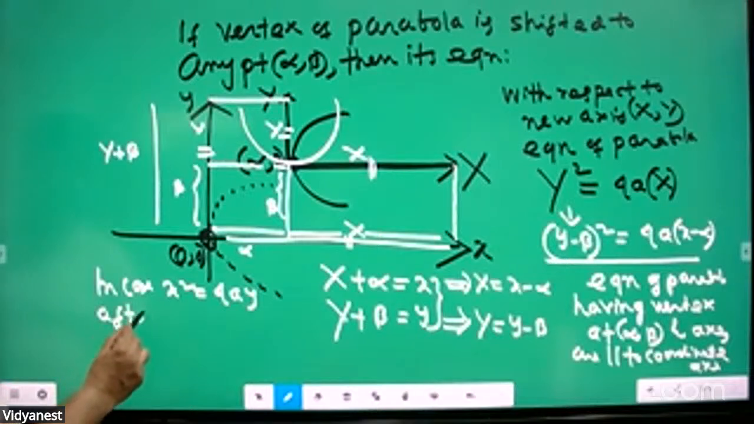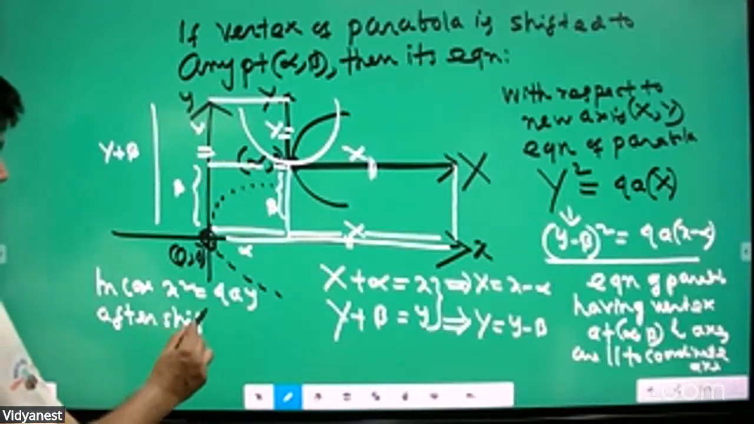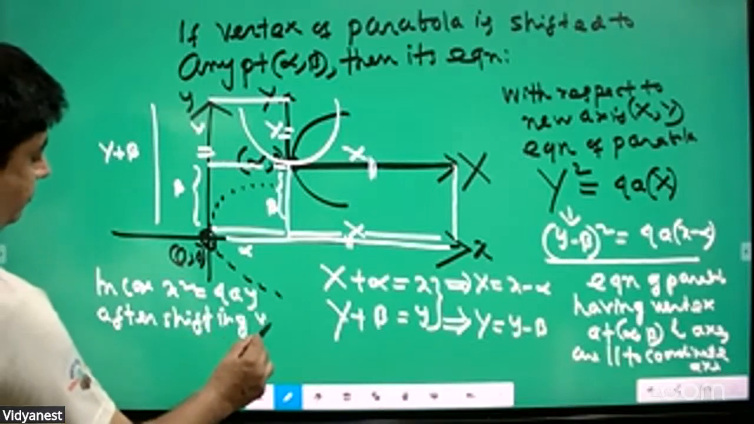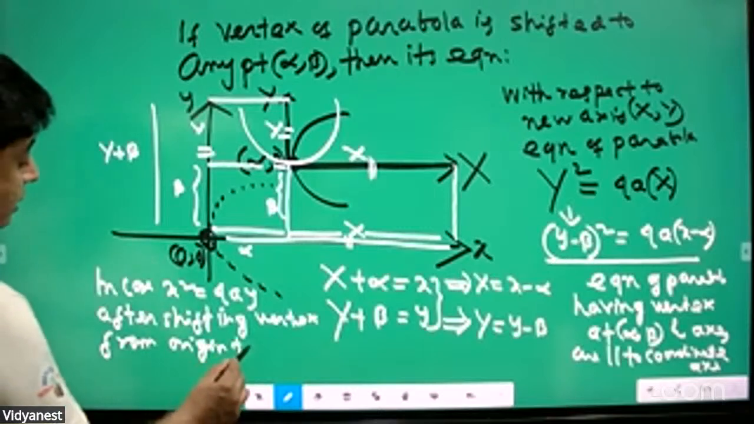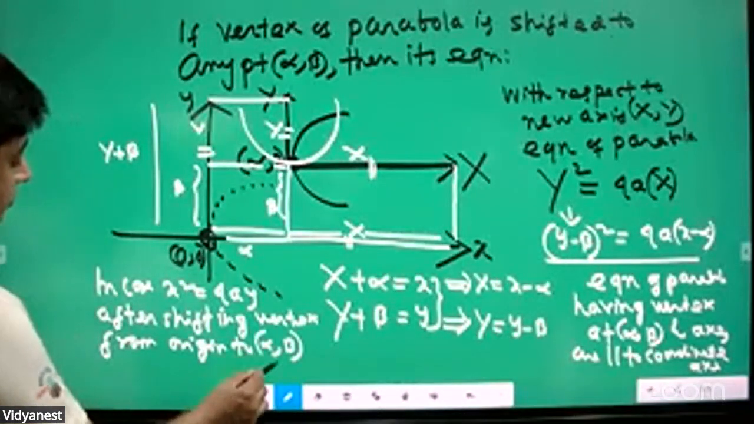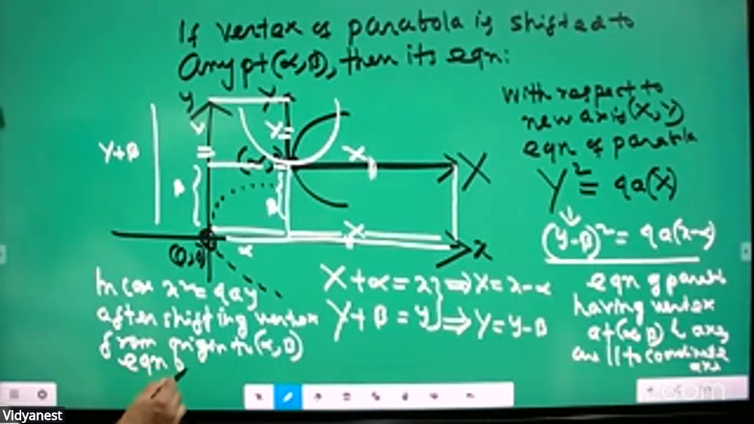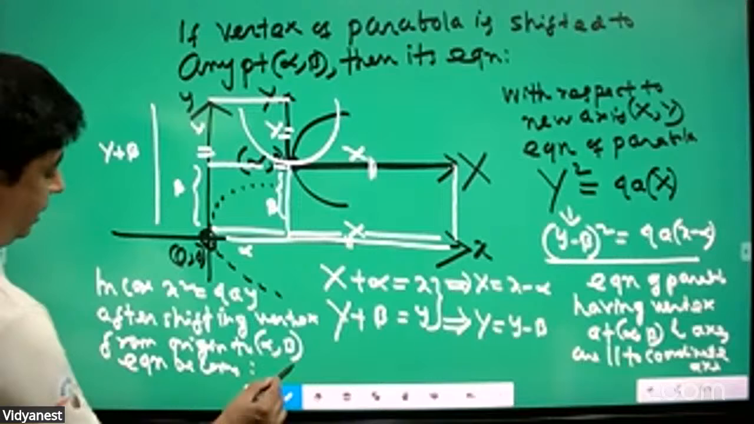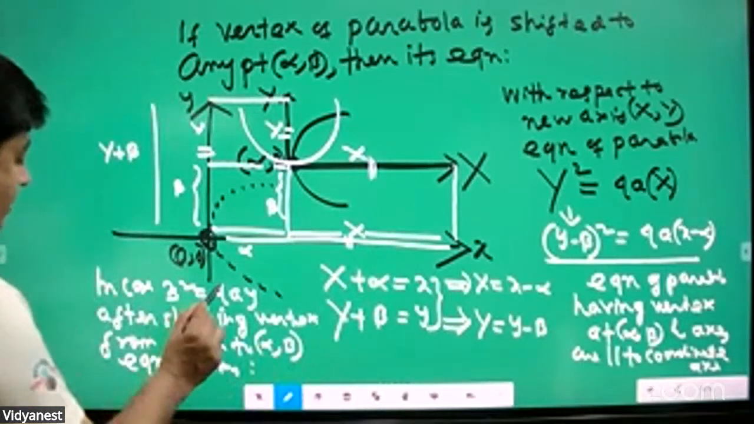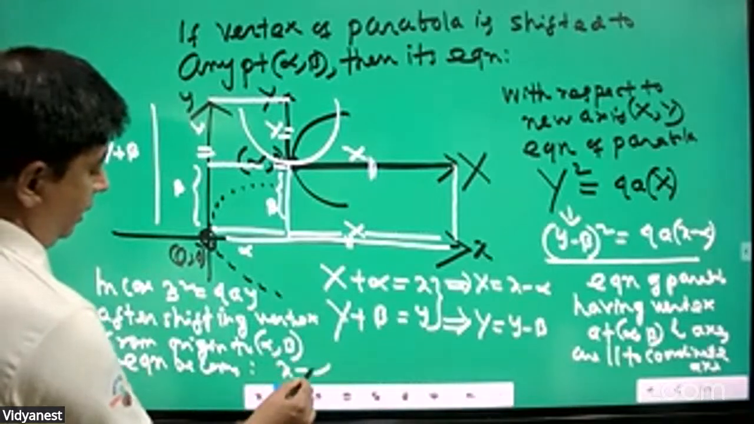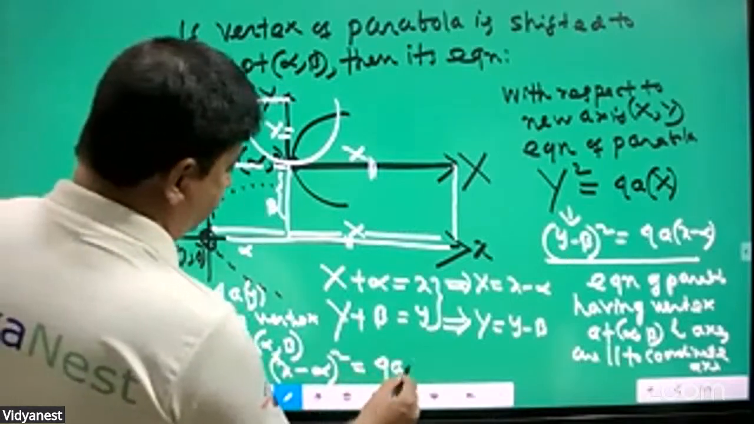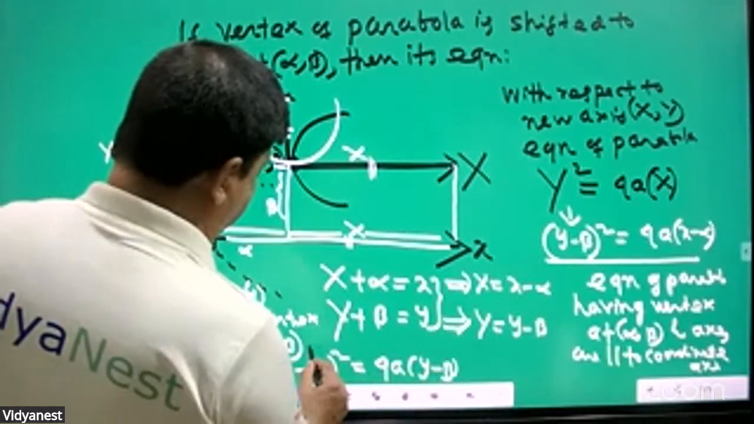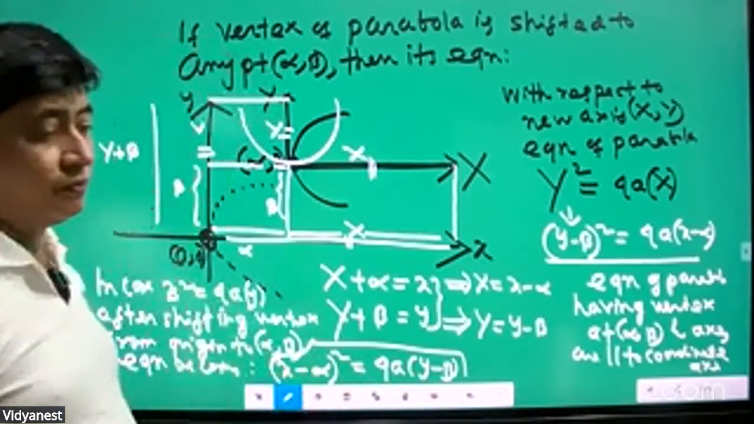after shifting the vertex from the origin to alpha beta, the equation becomes, in place of x, x minus alpha whole square, and in place of y, y minus beta. Okay, another important property. Go through.